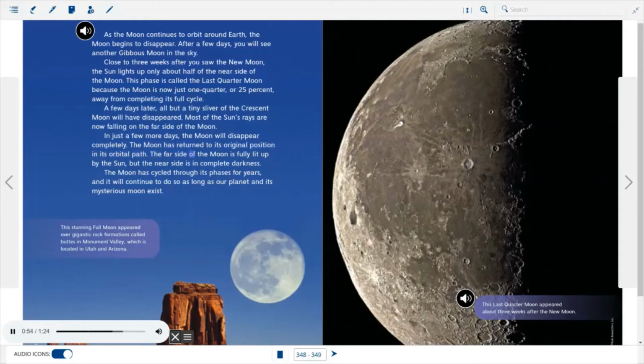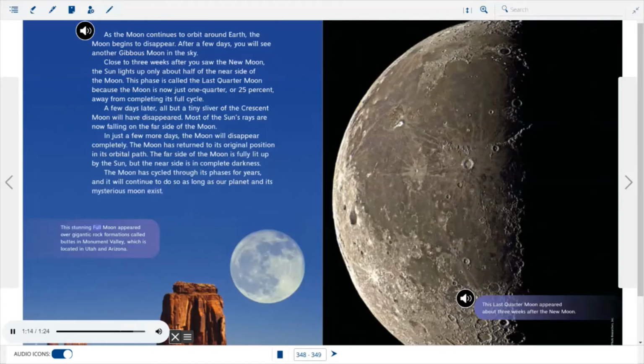The far side of the moon is fully lit up by the sun, but the near side is in complete darkness. The moon has cycled through its phases for years, and it will continue to do so as long as our planet and its mysterious moon exist.